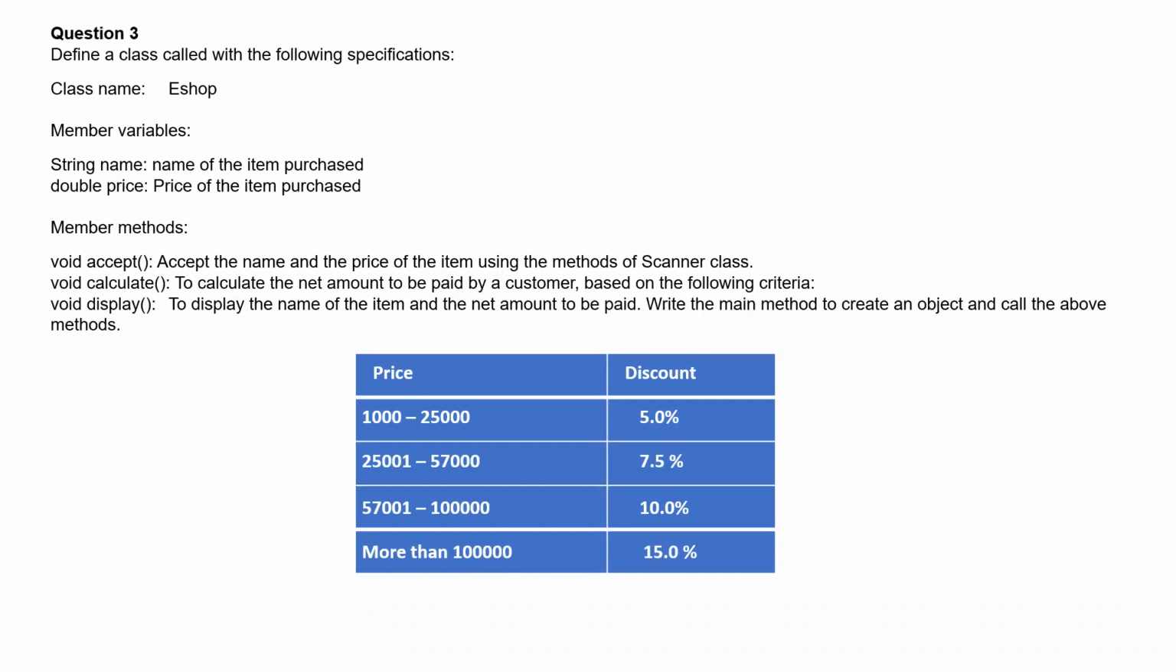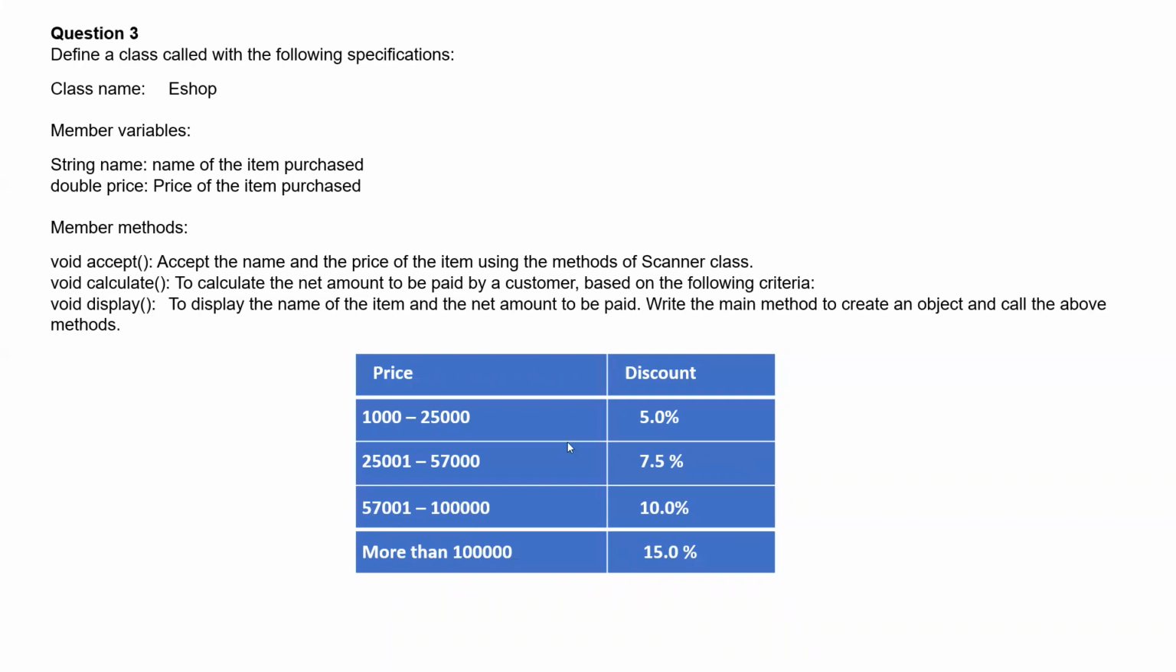You can see the criteria chart is given. Price 1,000 to 25,000, discount is 5%. 25,001 to 57,000, 7.5%. 57,001 to 1 lakh, 10%, and above that is 15%.